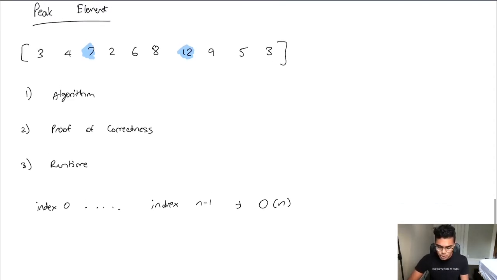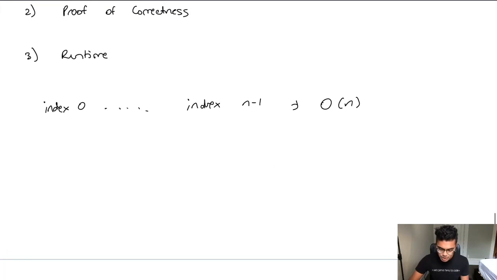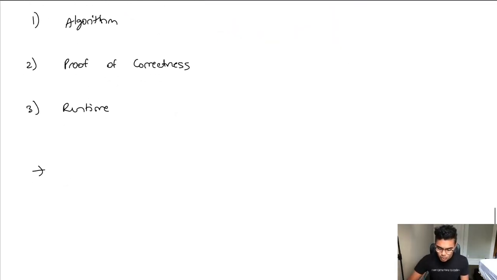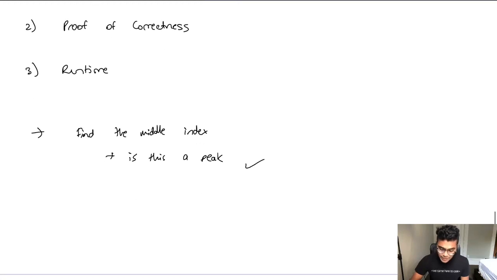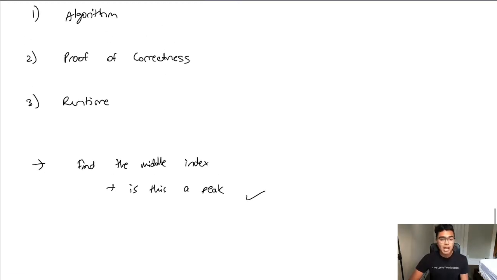Now, the second approach would be the divide and conquer approach. So the divide and conquer approach here would look something like this. So my algorithm would work as follows. I would say find the middle index of my array. And once I've found the middle index, I'm going to check to see, is this a peak? Okay. If it is a peak, then I'm good to go. I can stop this algorithm and I'm done.